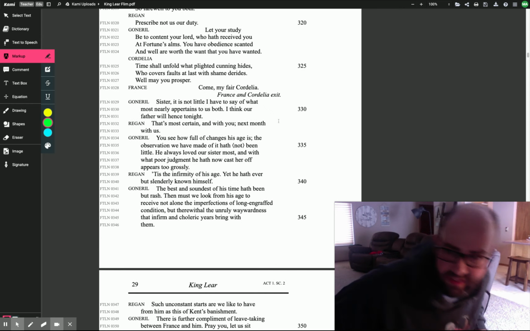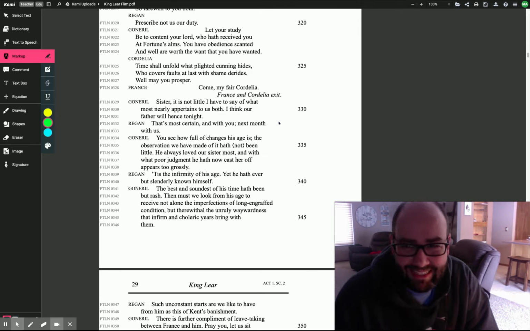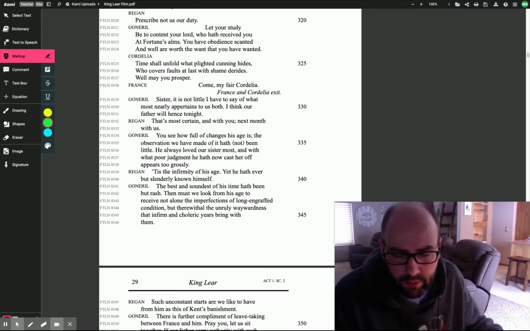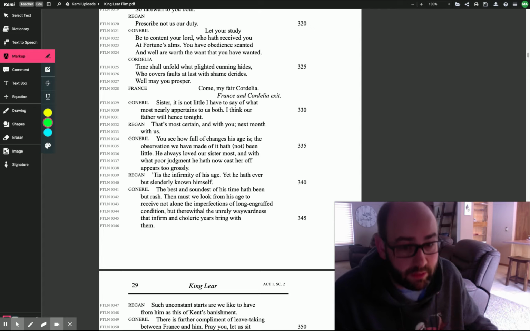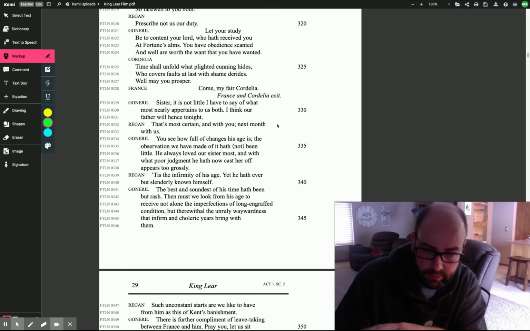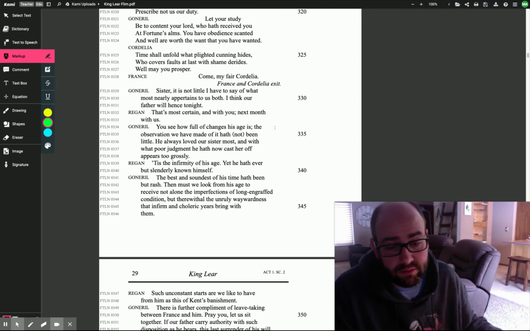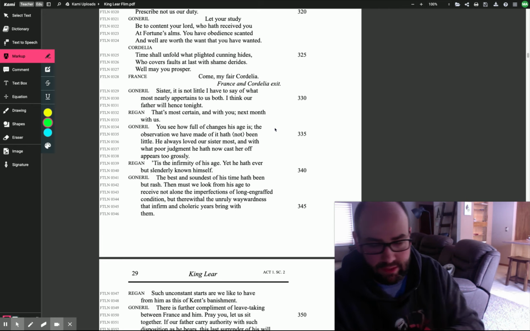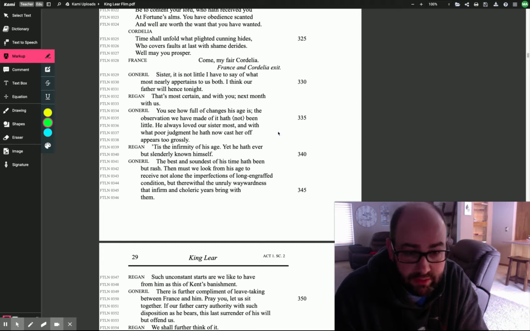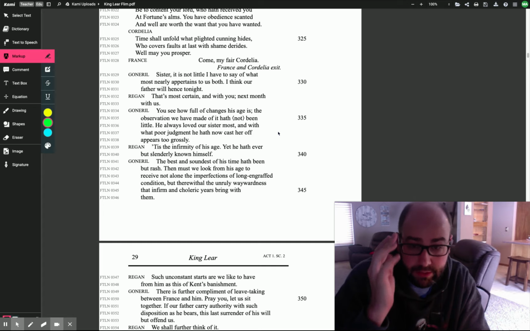So Goneril, sister. They're like plotting now. They're all like whispering. Sister, it is not little I have to say of what most nearly appertains to us both. I think our father will hence tonight? Because remember, he says, I'm going to come and live with you two, with 100 knights. That's most certain, and with you next month with us. So he's going to go see Goneril first and then come to Regan's house. You see how full of change his age is? Because Lear was crazy in this scene, right? He was nuts, and it's because he's old.